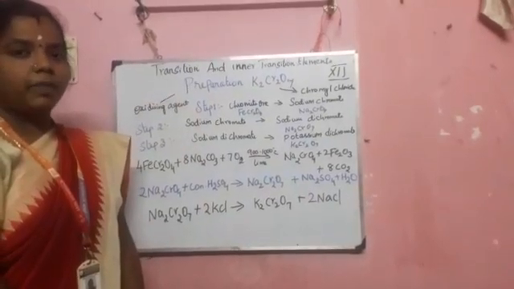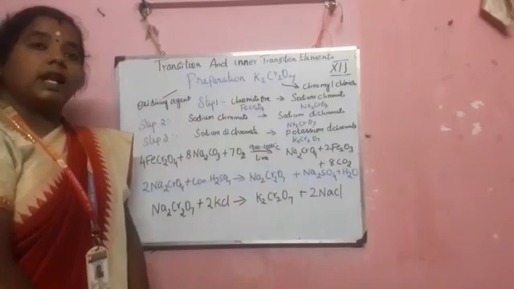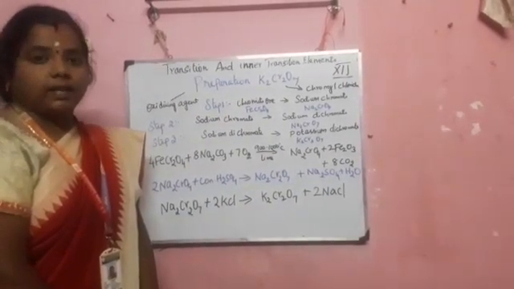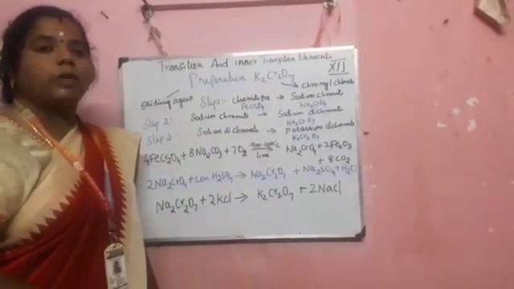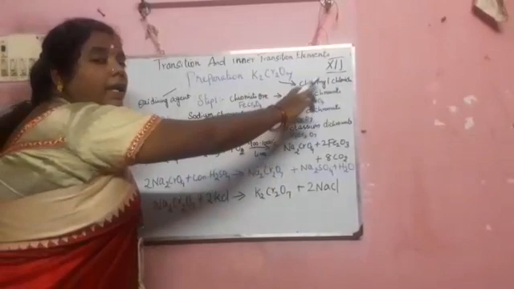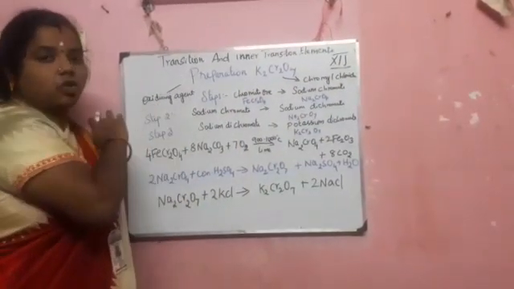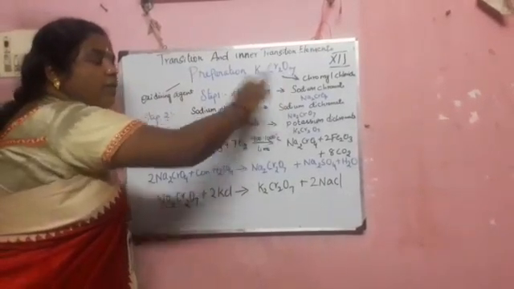Preparation of potassium dichromate. In 11th standard you did the chromyl chloride test in the practicals. We used potassium dichromate for the chromyl chloride test, and it is also a best oxidizing agent. Now we have to see the preparation of potassium dichromate.